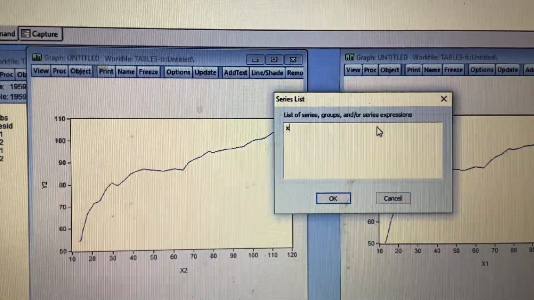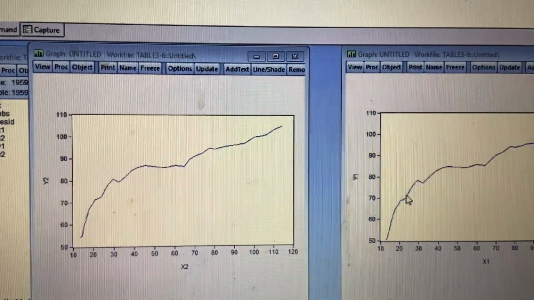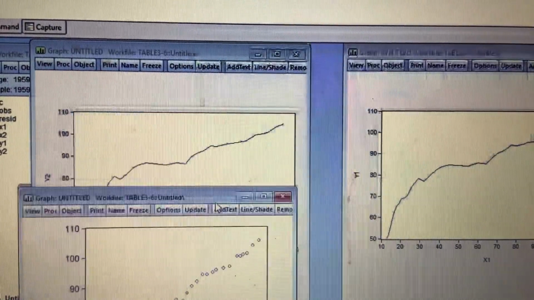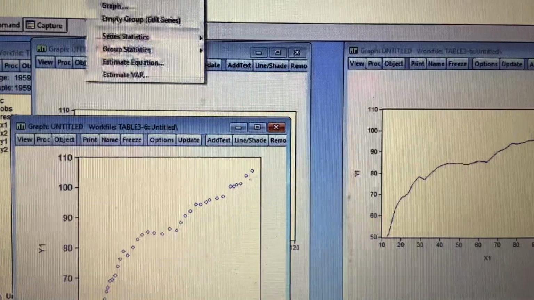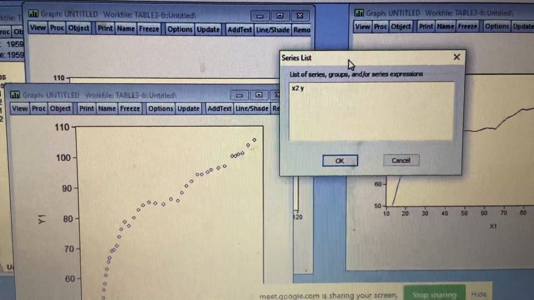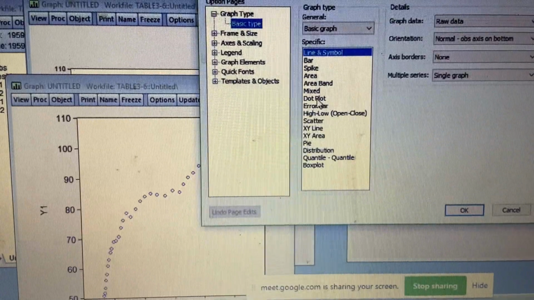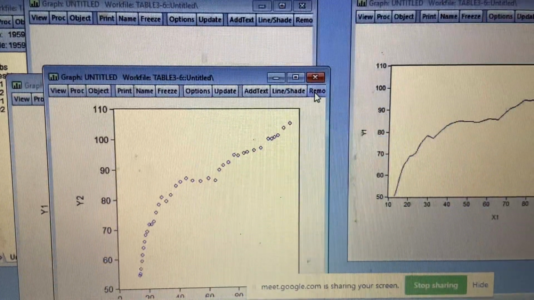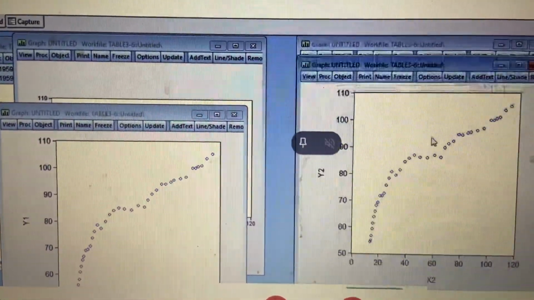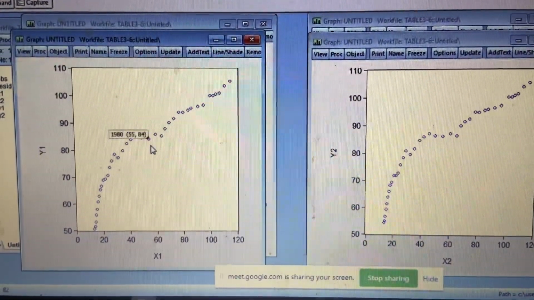So we still have x1 and then y1. Okay, and then we scatter here. Is that the same? The same, all right. And then we draw the other, x2, y2. And then we have the scatter. All right. So it's the same, right? It still has the increasing trend.